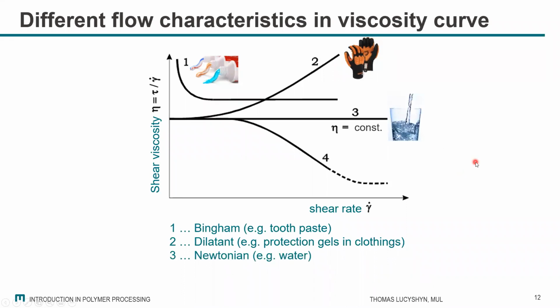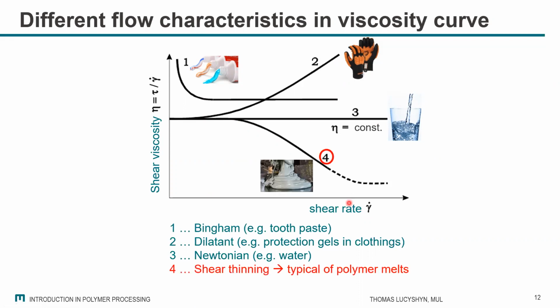Then we have a very prominent characteristic flow behavior, Newtonian flow behavior, which basically means it does not depend on the shear rate. No matter how fast you're moving the fluid, it will always have the same flow resistance. A typical representative of that is water. And then finally we come to what we are dealing with most of the time, the so-called shear thinning behavior typical of polymer melts.